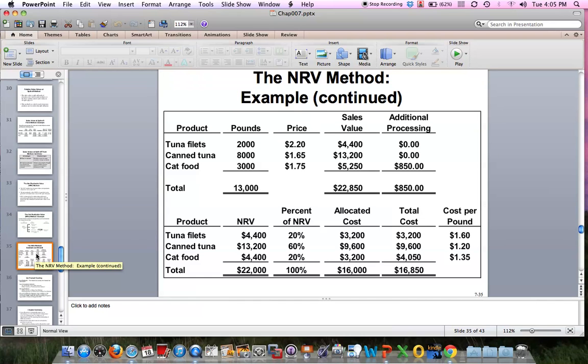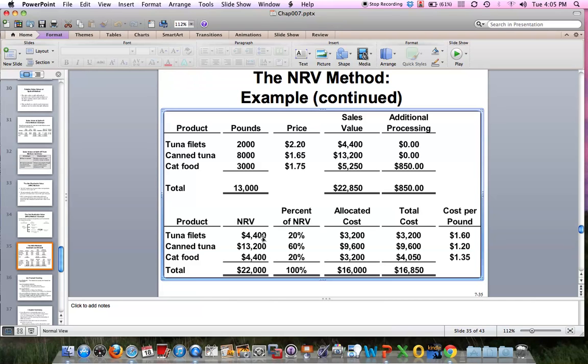And so based on that, we've got 13,000 pounds worth of product that now can be sold, as opposed to 10,000 that we had earlier. Each product has, of course, a sales price, and so the sales value is just the multiplication of pounds times price. However, cat food needs additional processing, an extra $8.50. So we've got $22,850 as sales value, but we've got $8.50 for cat food of extra processing cost before we can sell it to the cat food manufacturer. And so the tuna fillet is at $4,400, canned tuna is at $13,200, but then the cat food is $52.50 minus $8.50 to get down to $4,400.